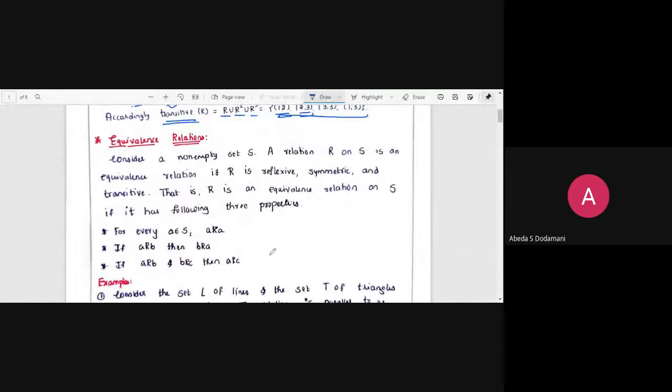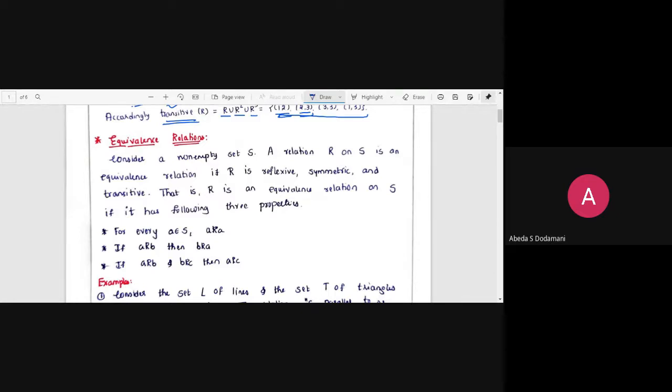So now let's come to the next important thing, equivalence relation. So am I clear up to that point, up to that example to everyone? Any questions? Okay. So now let's see what is the equivalence relation.